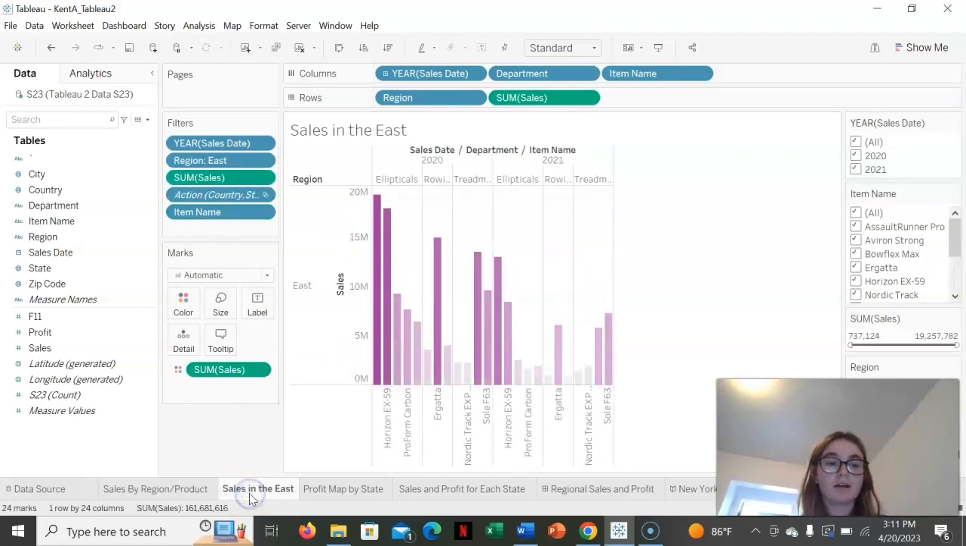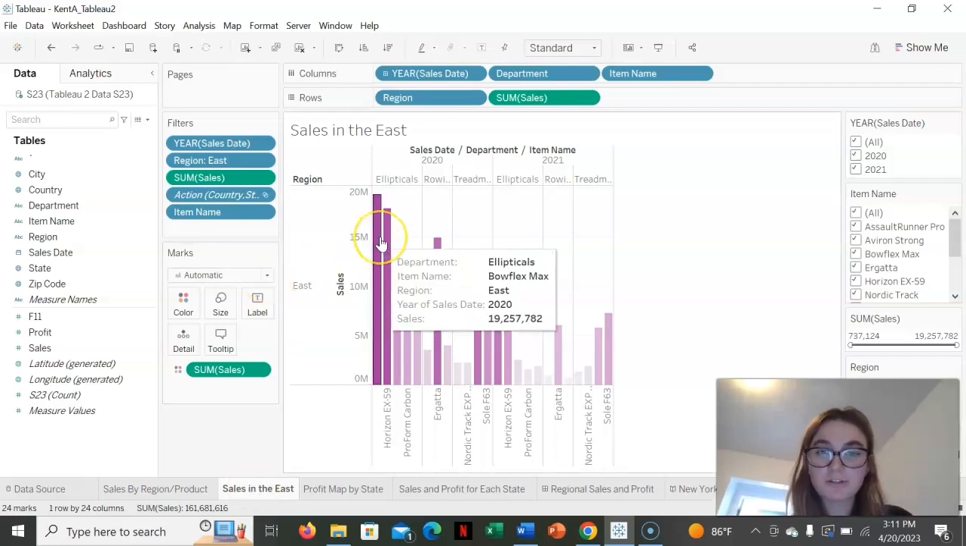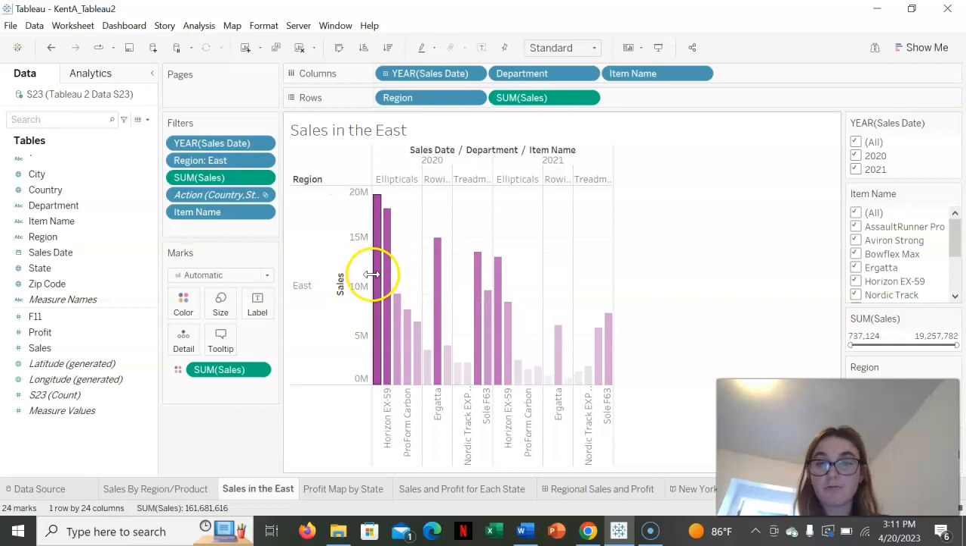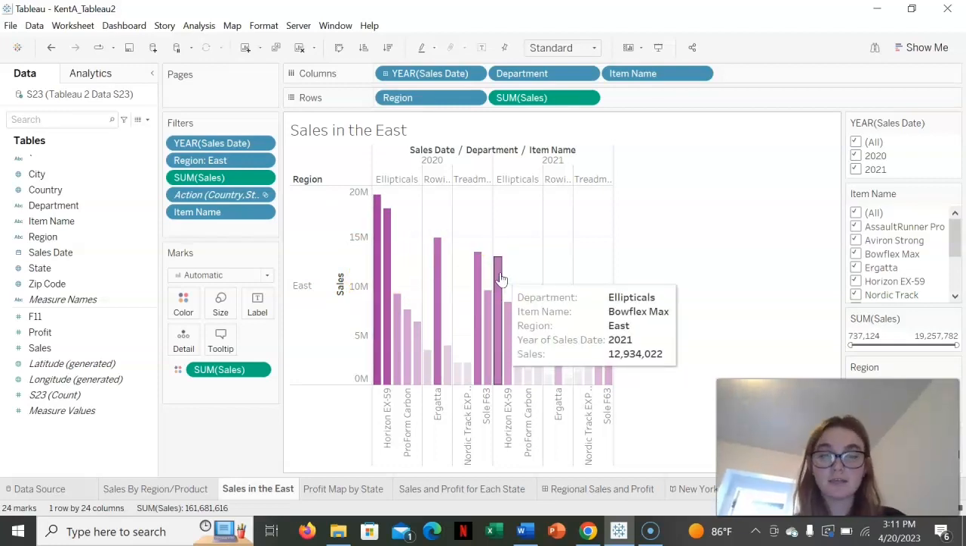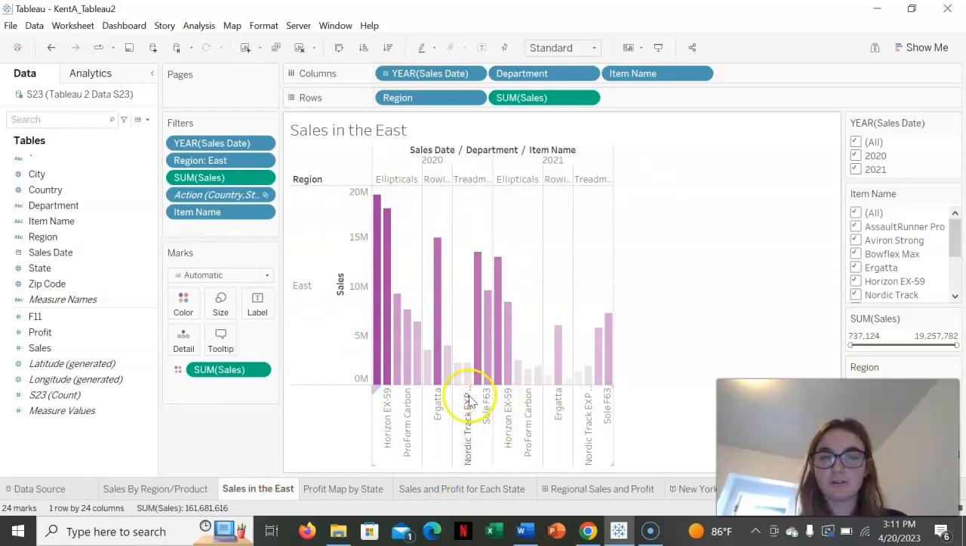And moving on to sales in the East, so this is my second one. It narrowed it down to now, instead of East and South, just East, and so we still see a common trend that the Bowflex Max had the highest amount of sales for 2020 and 2021 throughout this. So then that kind of sparked a little interest and something I wanted to look further into. So then this is just a little narrowed down.